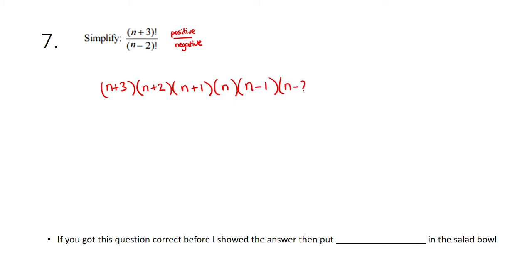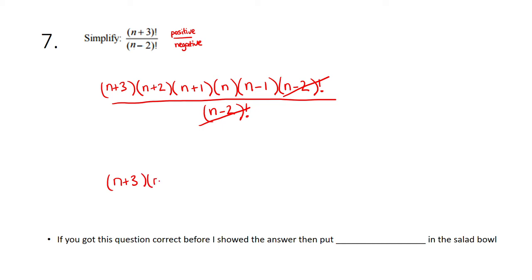And then finally, one more time. We're going to stop right here because we want to match it up with the denominator that has n minus 2 factorial, and these cancel out. Now, this is a pretty long answer. You can leave it like this, and I am fine with that. No sense, no reason to reorder this. This looks good like this.